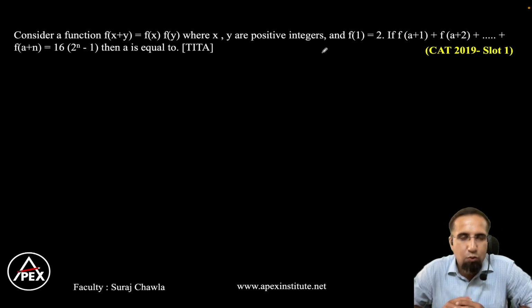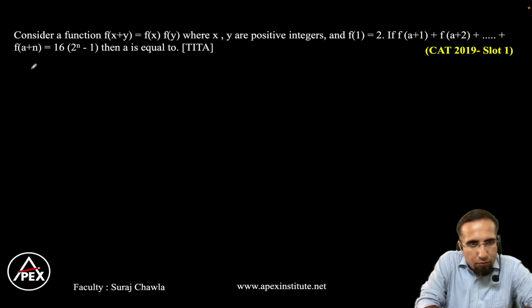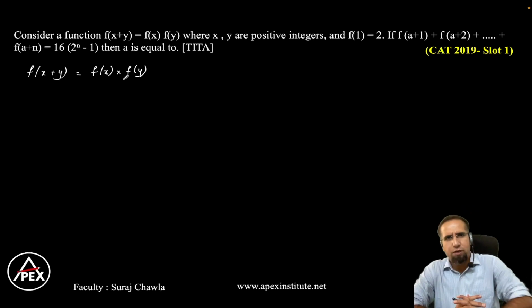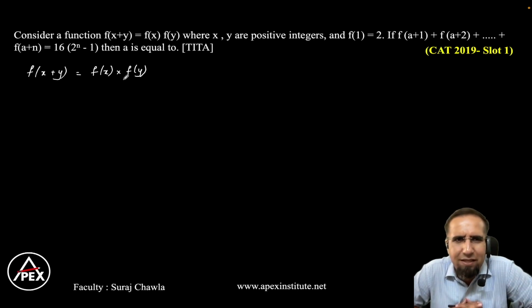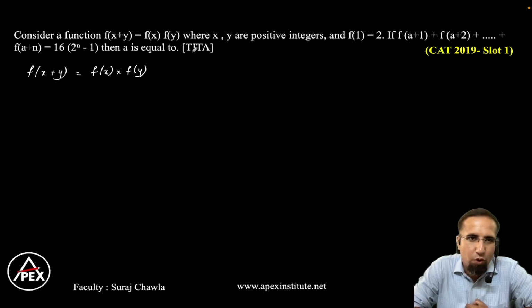f of x plus y is equal to f of x into f of y. Okay. So we have f of x plus y is equal to f of x into f of y. x and y are positive integers. So I'm told that f of 1 is equal to 2. Fair enough. Now understand, I am given f of a plus 1 plus f of a plus 2 so on till f of a plus n.